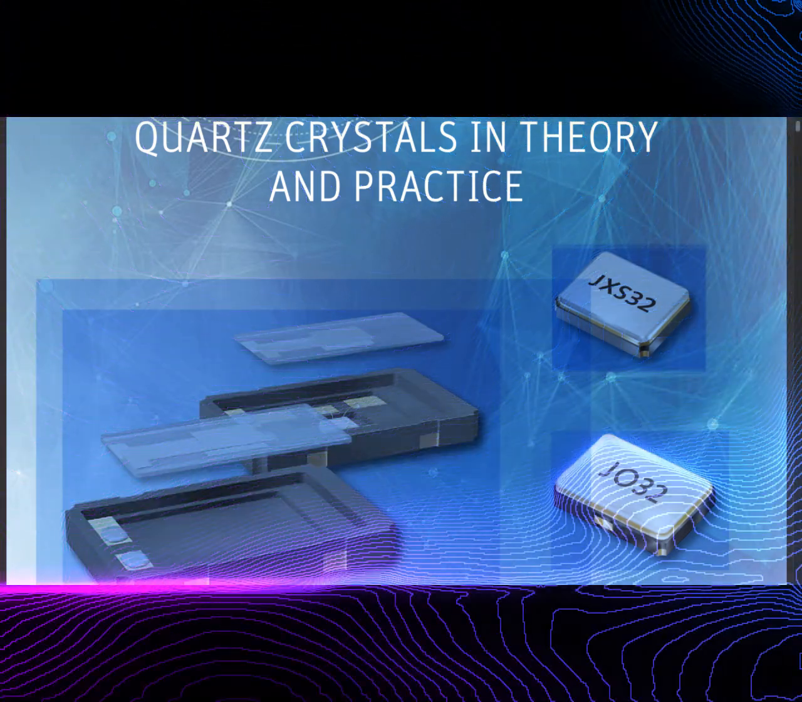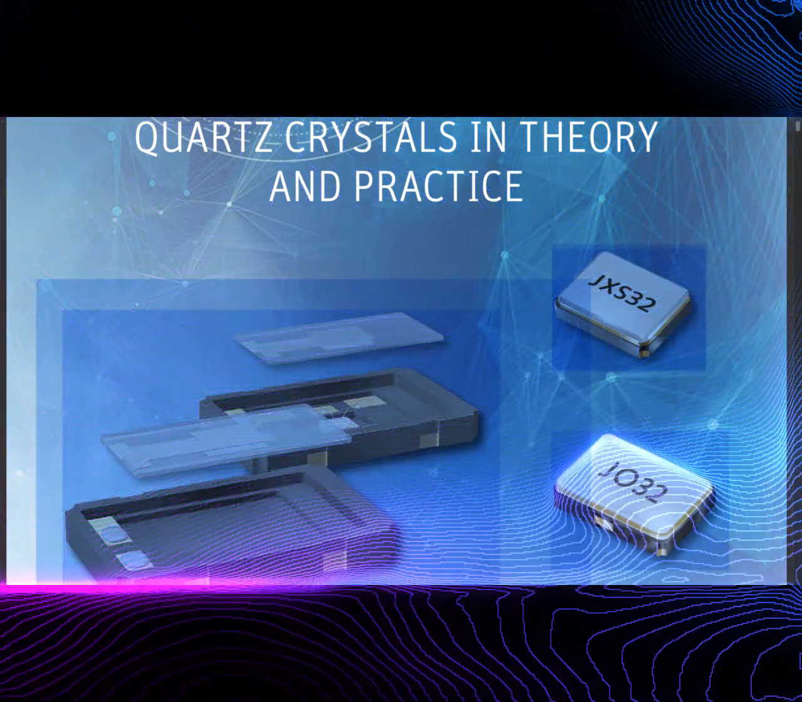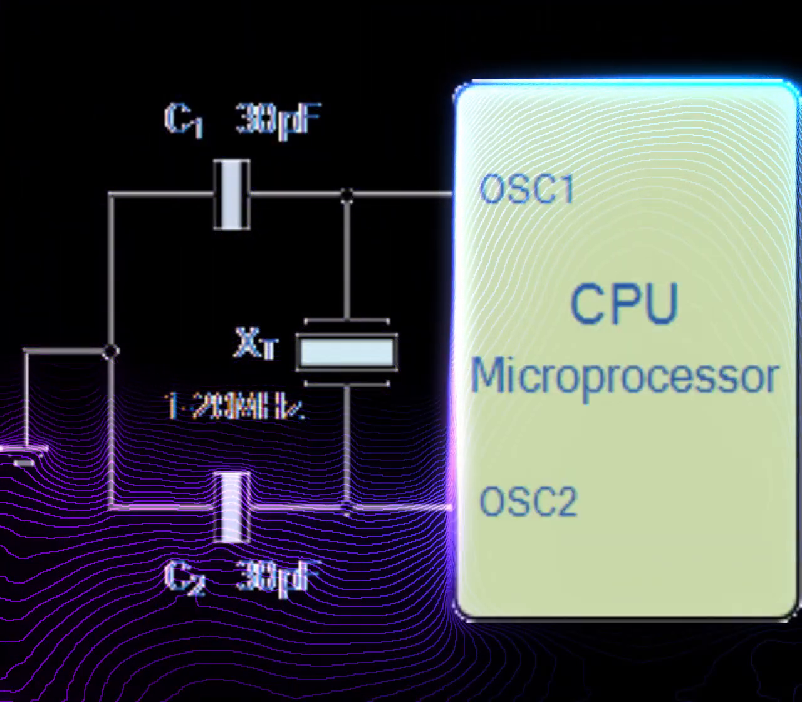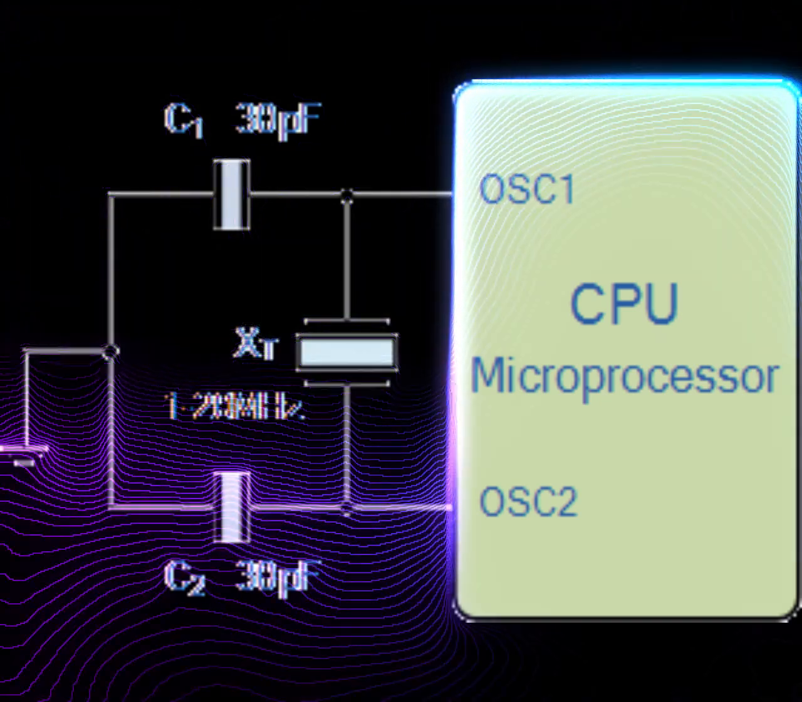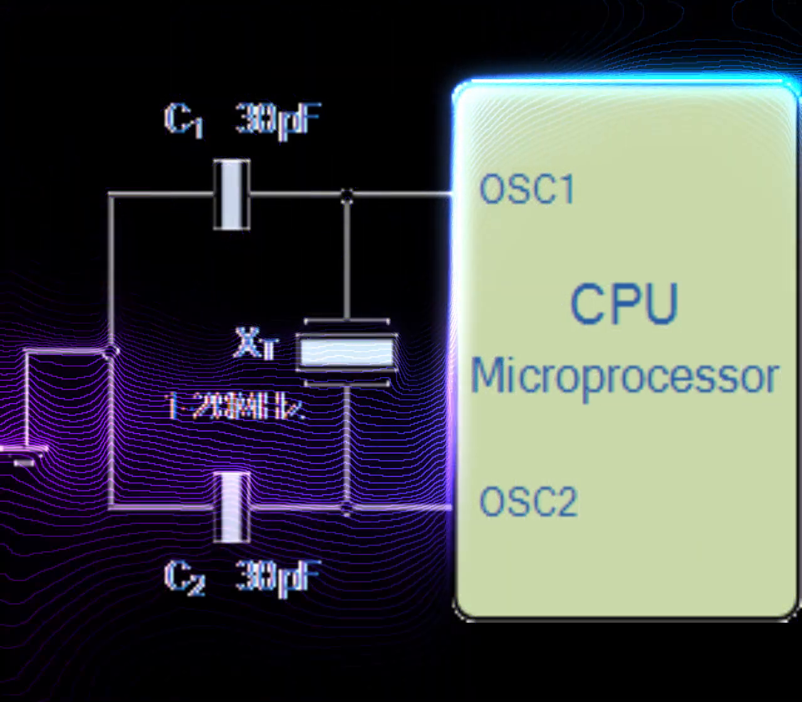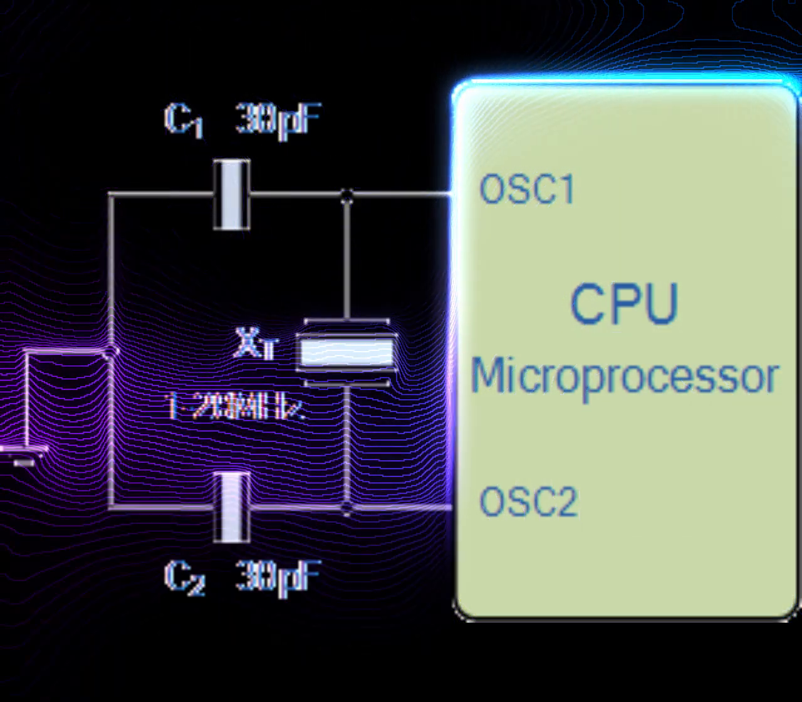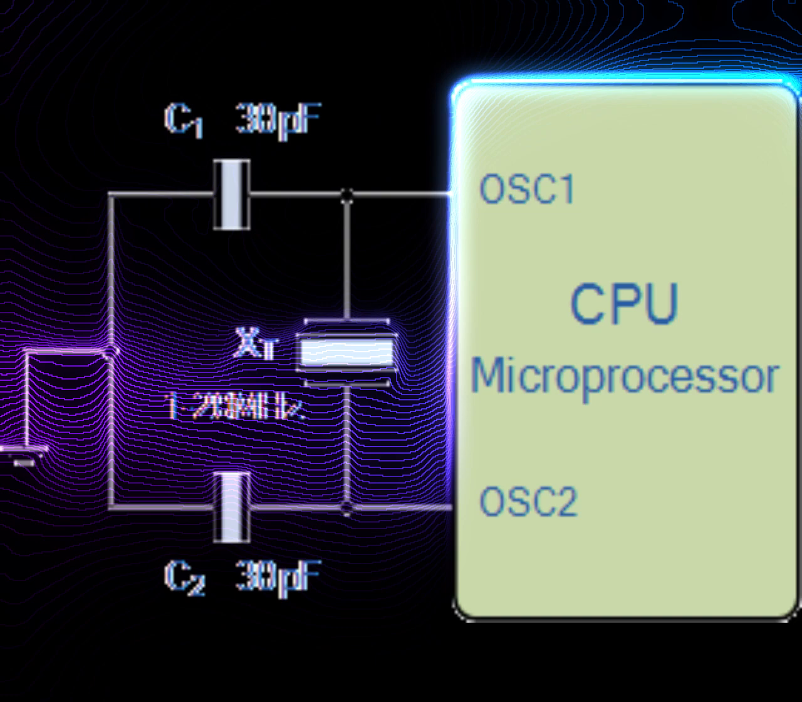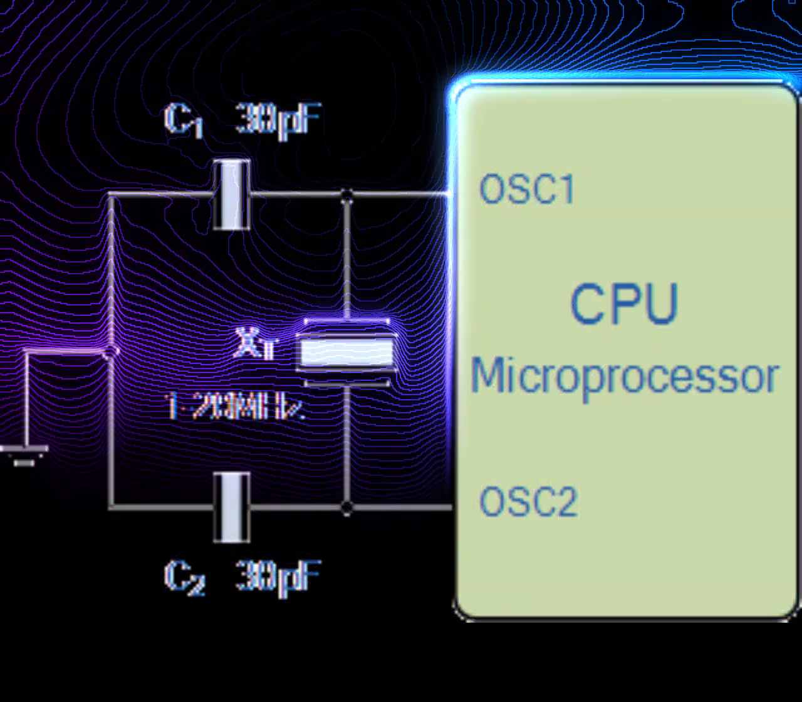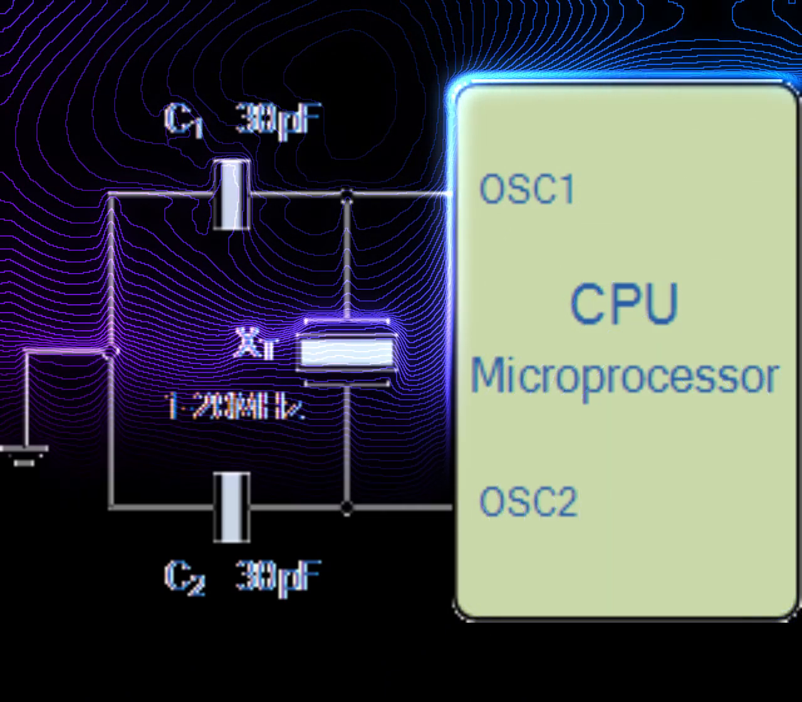Inverted mesa blanks for high frequencies. To generate very high frequencies of up to 300 MHz in fundamental mode, crystal blanks are produced by inverted mesa crystal technology. Inverted mesa is a technology that uses photolithographic techniques to create a cavity with very small thickness in a thicker crystal blank base.